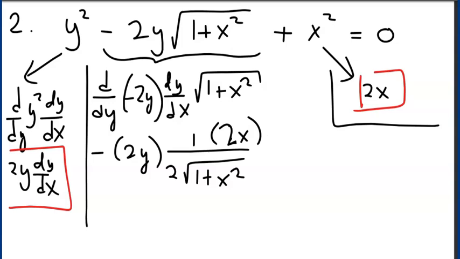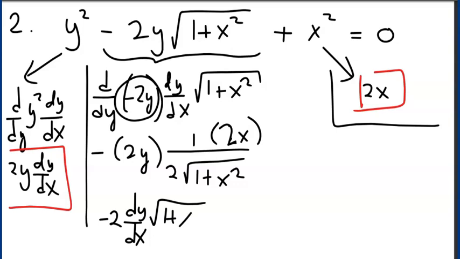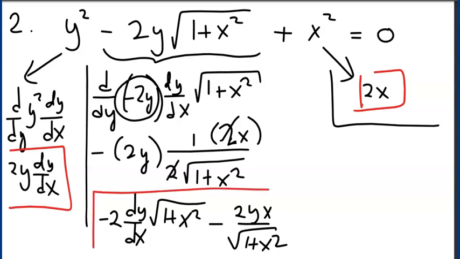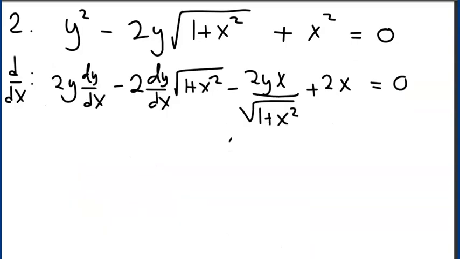So the answer for the middle term would be minus 2. When you differentiate minus 2y with respect to y, you get minus 2 dy/dx times the square root of 1 plus x squared, minus, you can cancel these two 2's, and you're going to get 2yx over the square root of 1 plus x squared. So this is the differentiation result for the middle term. After you put all the results together, you end up with this line.